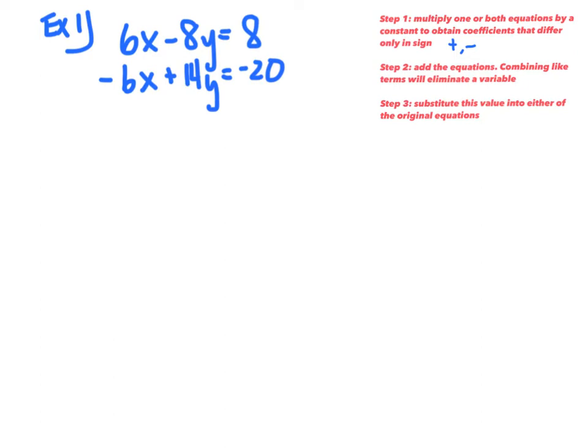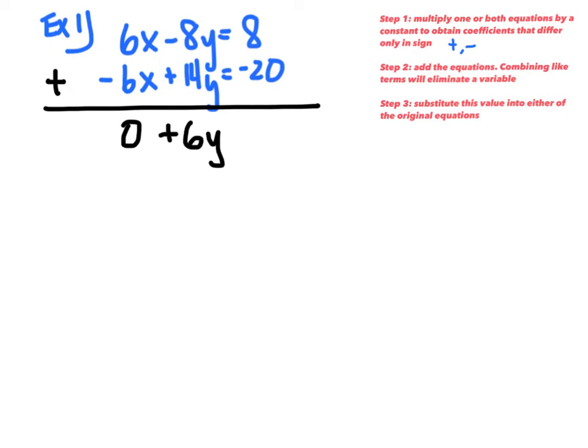Step 2 says to add the equations. So the way I'm going to do this is I'm just going to draw a line, and I'm going to add these equations. 6x plus negative 6x is 0. So these things eliminated each other. That's why this is called the elimination method. Negative 8y plus 14y is 6y. And then drop the equal sign right in between. 8 plus negative 20 is negative 12.